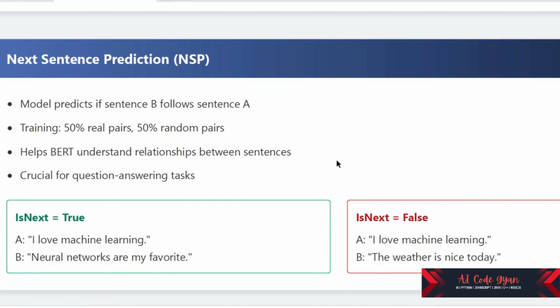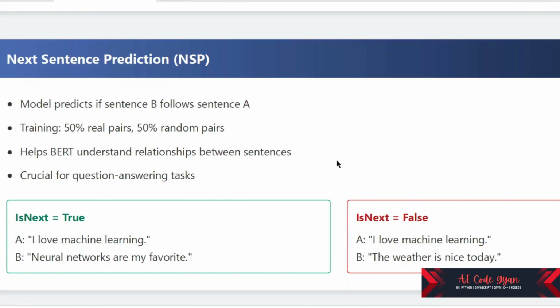So now next is Next Sentence Prediction, NSP. Basically, the model predicts if sentence B follows sentence A. Here we use real pairs, where is_next is true, and 50% random pairs, where is_next is false. It helps BERT understand the relationship between sentences, and it is crucial for question answering tasks.